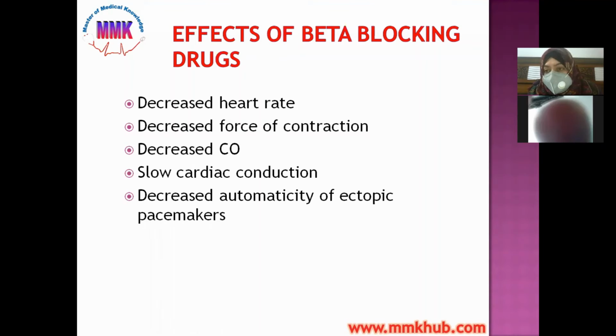If you remember previously, our sympathomimetic drugs are basically increasing the heart rate, increasing the conduction, increasing the automaticity, but these drugs are working in the opposite direction. So we are going to have negative inotropy, negative dromotropy, and negative chronotropy, especially by beta blockers, because they are acting on the heart.